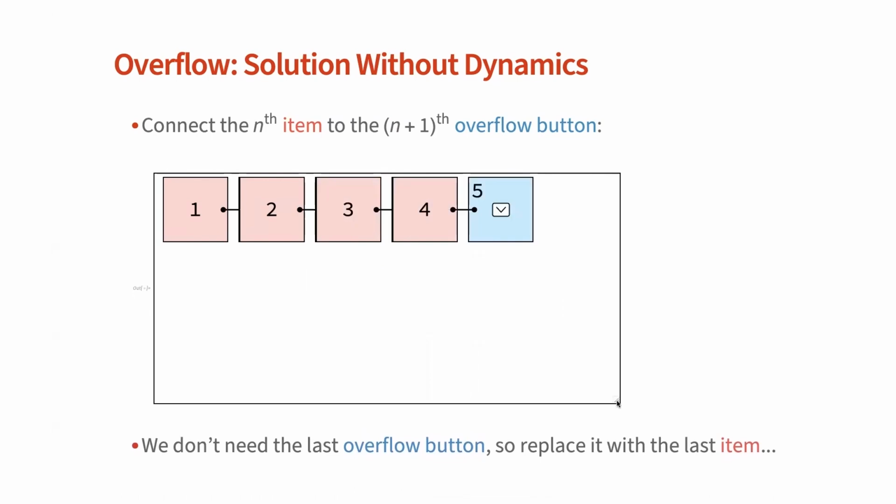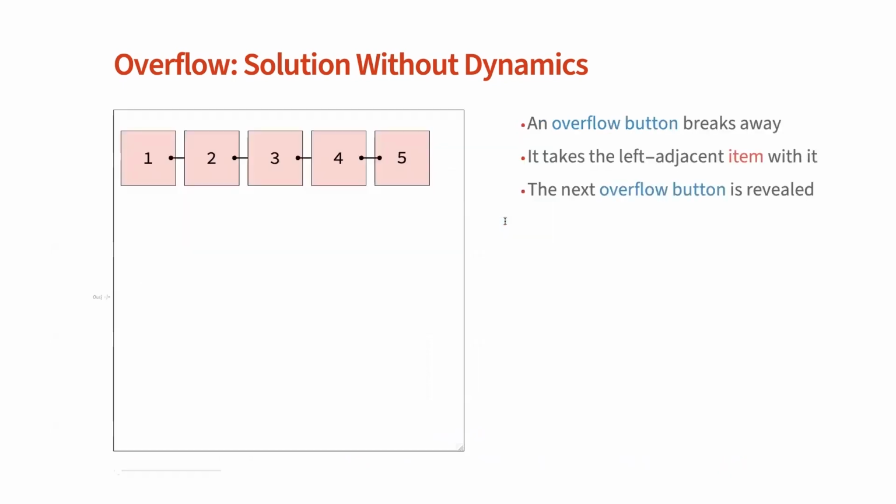Of course, the final thing is, you don't need an overflow button on the end of the row, because there's nothing to the right of it to put in the overflow button. So you just replace the last overflow button, in other words the 5th one here, with the last item. And so this is the structure that we have.